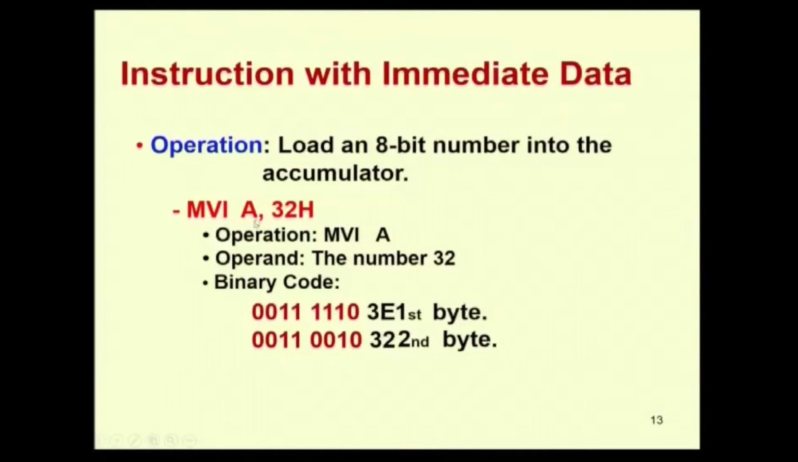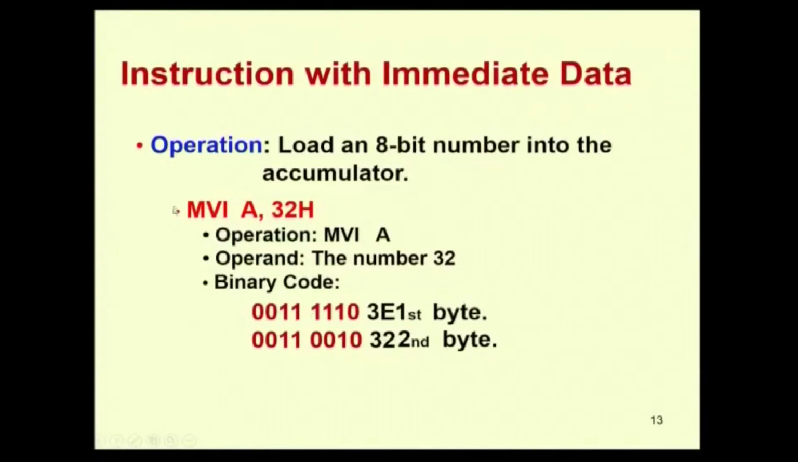The machine code for move immediate A is 3E. So, this is the first byte. And then this is the data 32, in hexadecimal. So, 0 0 1 1 is the binary for 3 and then the binary number for 2 is 0 0 1 0. So, 3 2, this is the second byte.